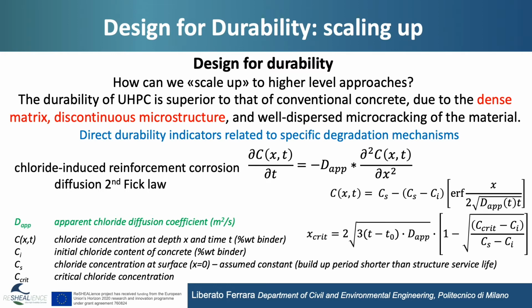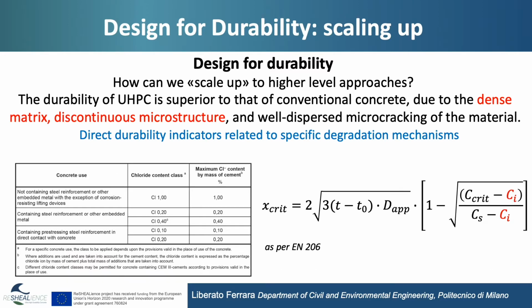There are a lot of parameters that need to be calibrated. For example, the initial chloride content. In EN 206, depending on the structural type we are considering, not reinforced, reinforced, or pre-stressed, we find the maximum chloride content by mass of cement which we can allow. So once again, this is a requirement on the material side related to the cement.